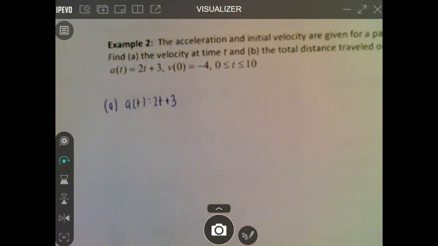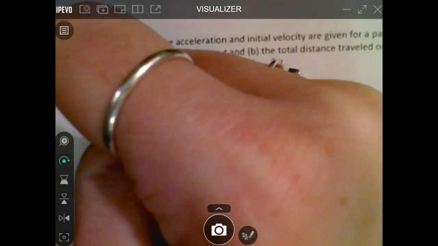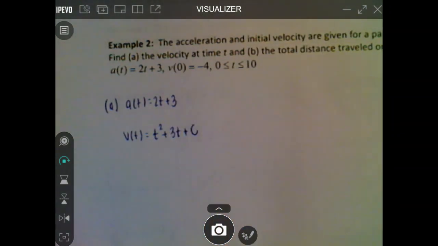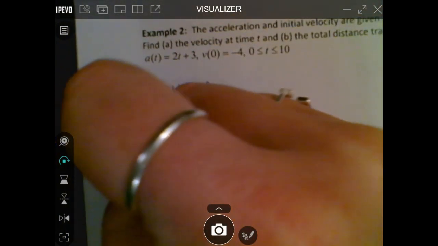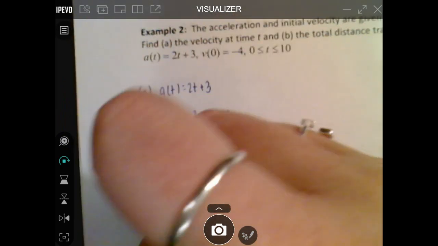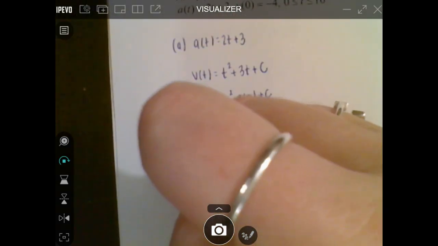And I need to take the antiderivative of that to get velocity, which looks like it's going to be t squared plus 3t plus some c. And I need to solve for c by using my initial condition of v of 0 is equal to negative 4. So I'll plug in negative 4, plug in 0 for all my t's. So it looks like c is equal to negative 4. So that tells me that my velocity function is going to be t squared plus 3t minus 4.